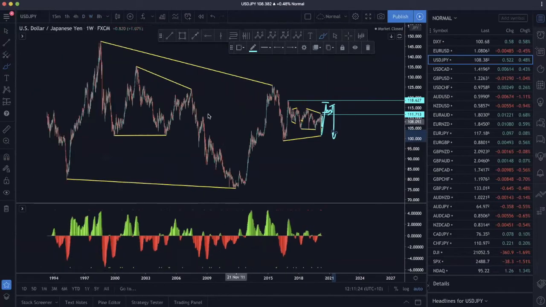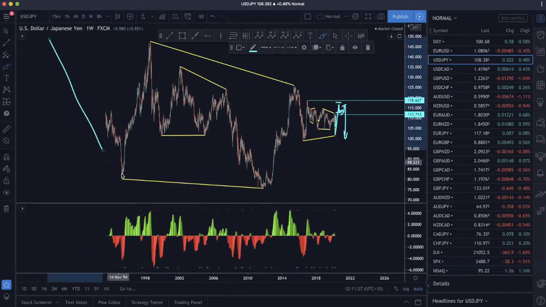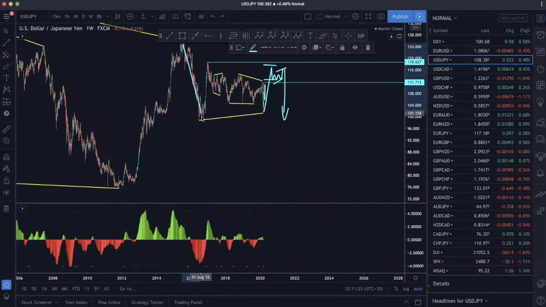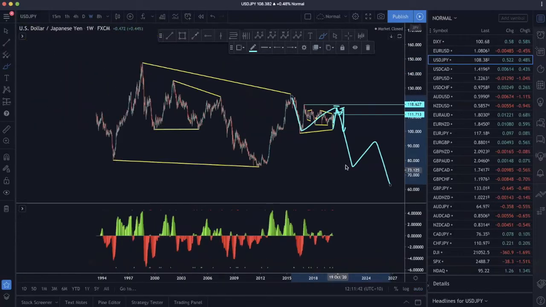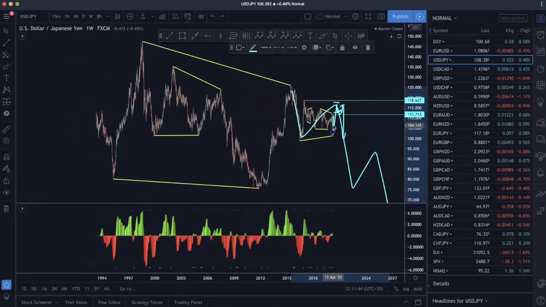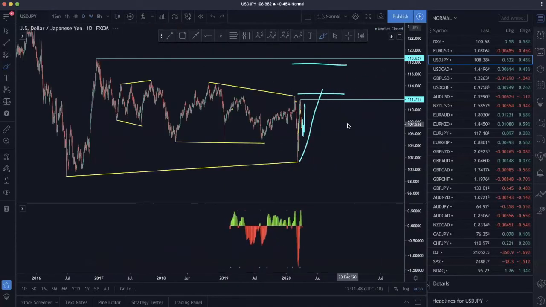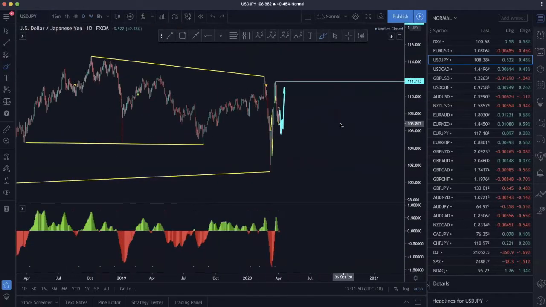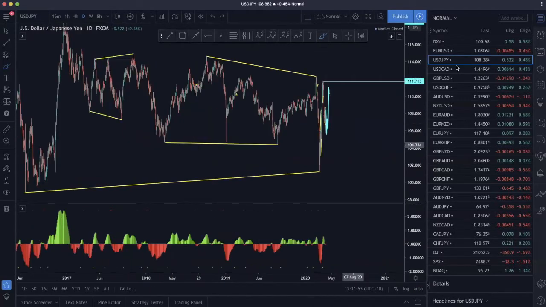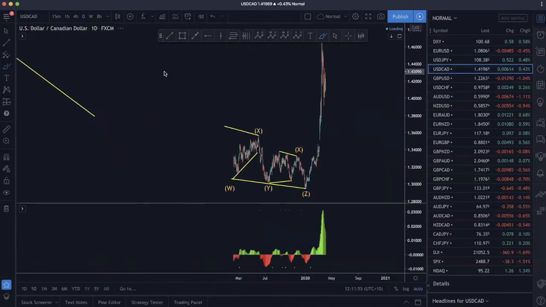This is the pattern. We've come from here. This is our A. This is our 1, 2, 3 for B. This is our C. This is a complete pattern. This is our first impulse. So this will be our W. This will be our X. This will be our Y, X, Z. Yeah, that's how I'm looking at yen. This is how yen will play out. So longs in the short term, coming weeks, maybe to the end of this month, and then we'll be looking for yen to continue to fall.